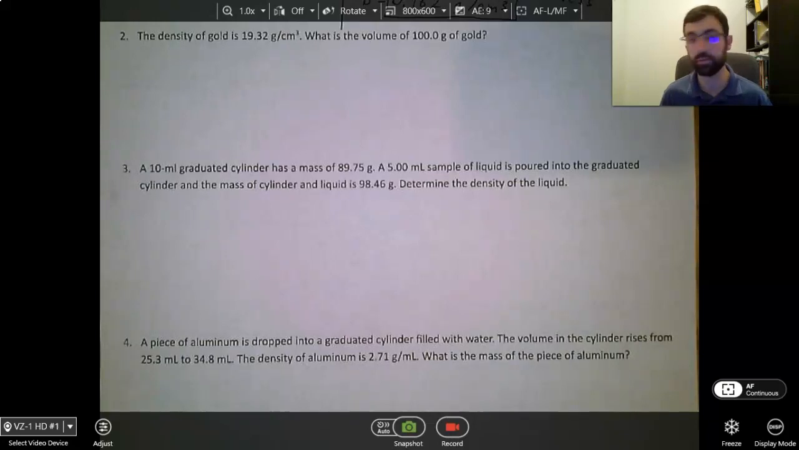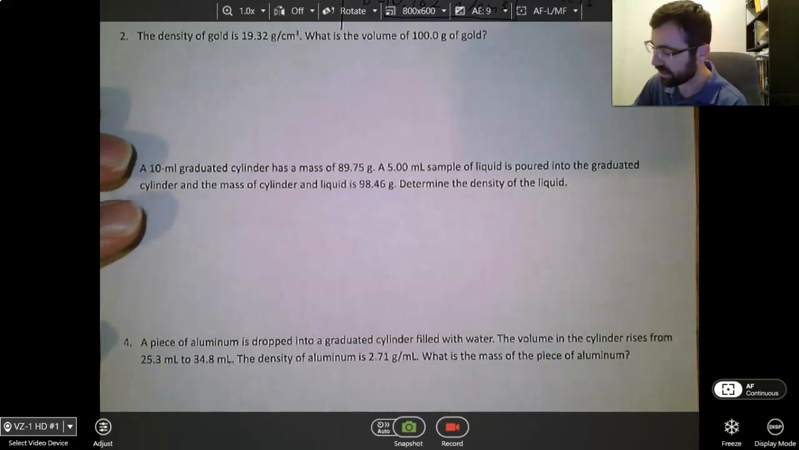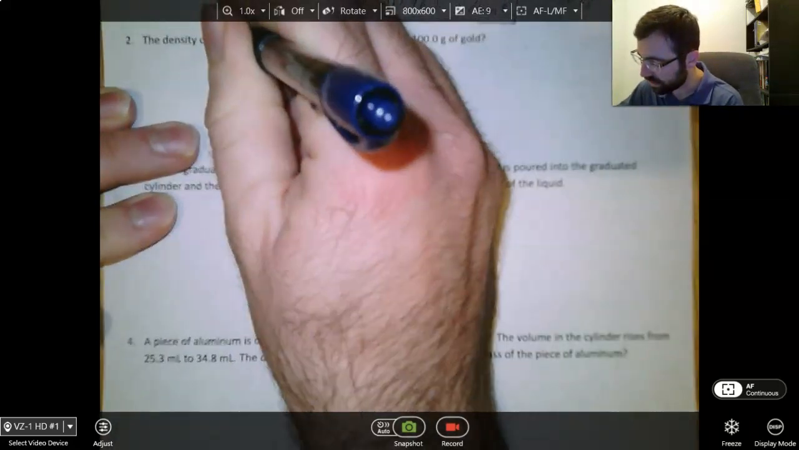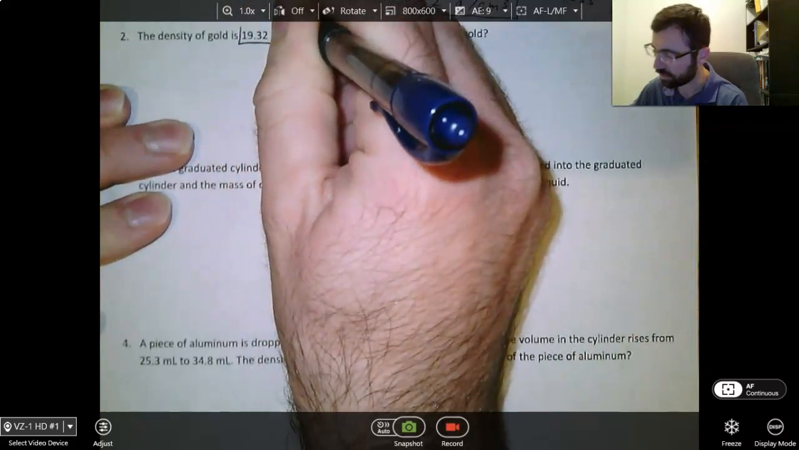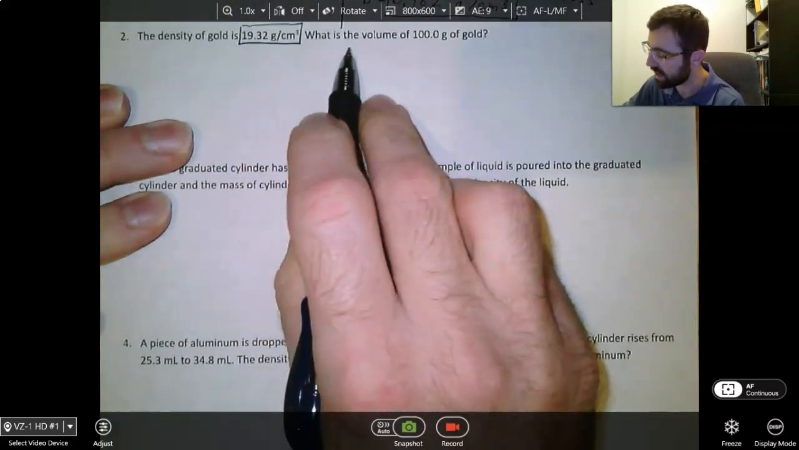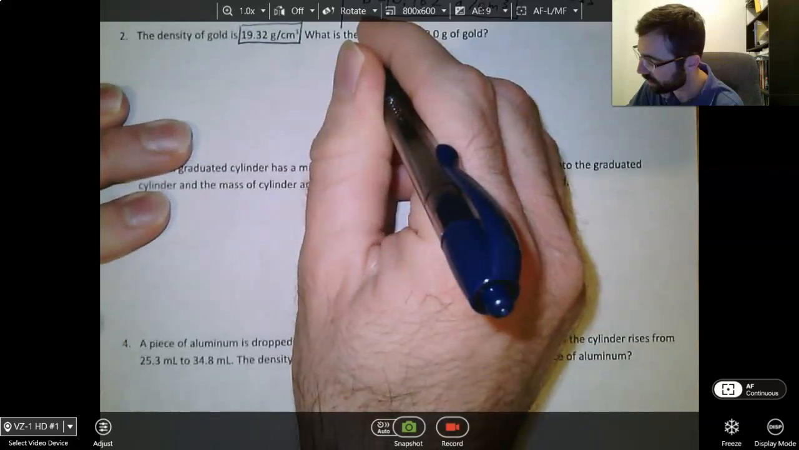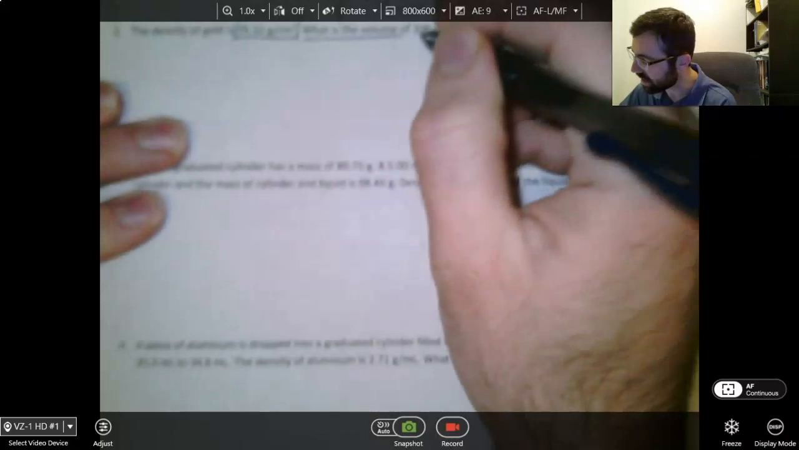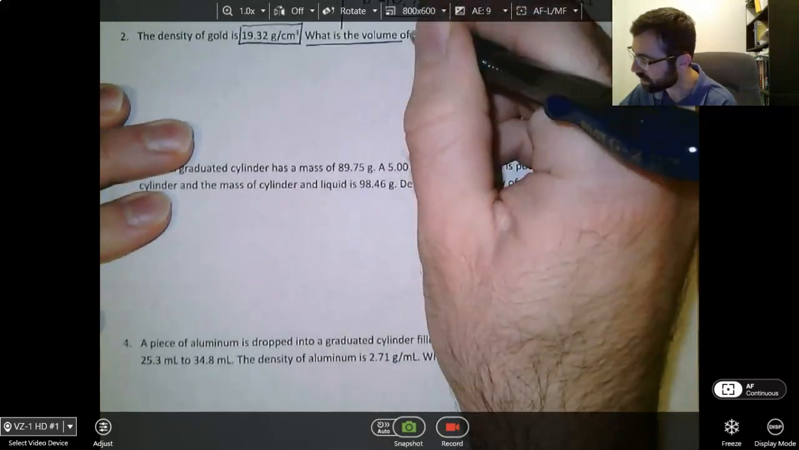Hi class, let's work through the rest of these example problems on density. Number 2 tells us the density of gold is 19.32 grams per centimeter cubed, and it asks for the volume. So it says, what is the volume of 100 grams of gold?